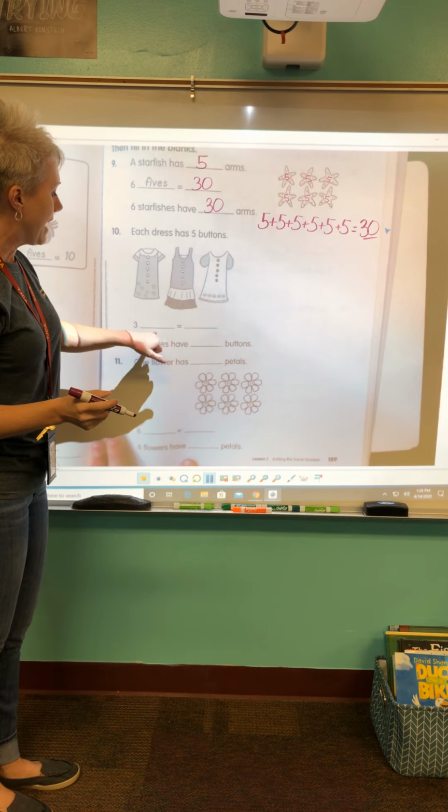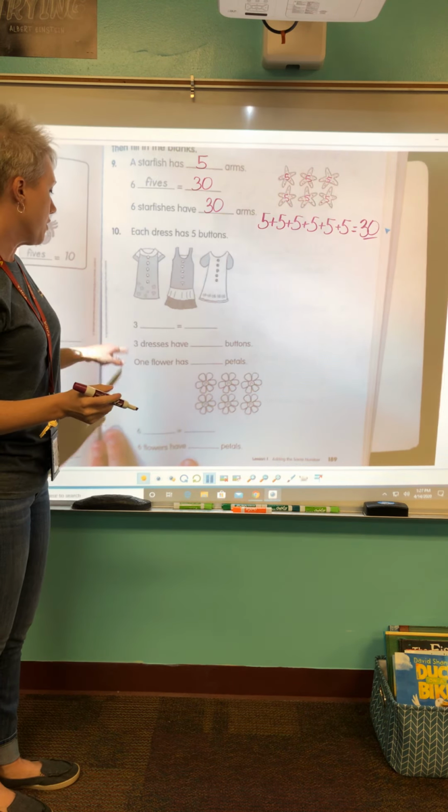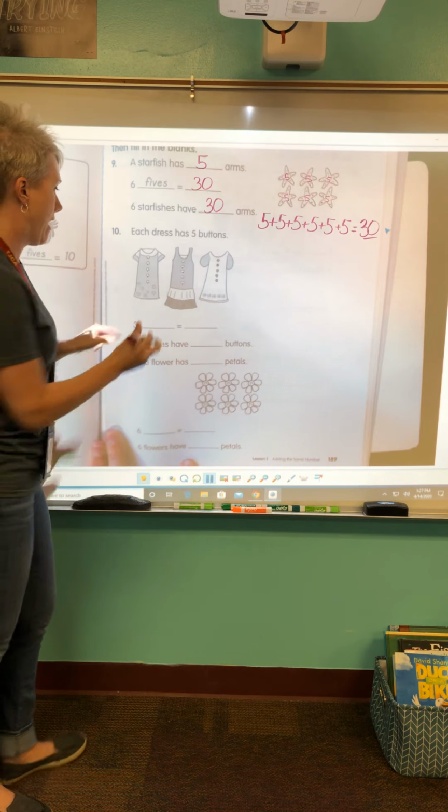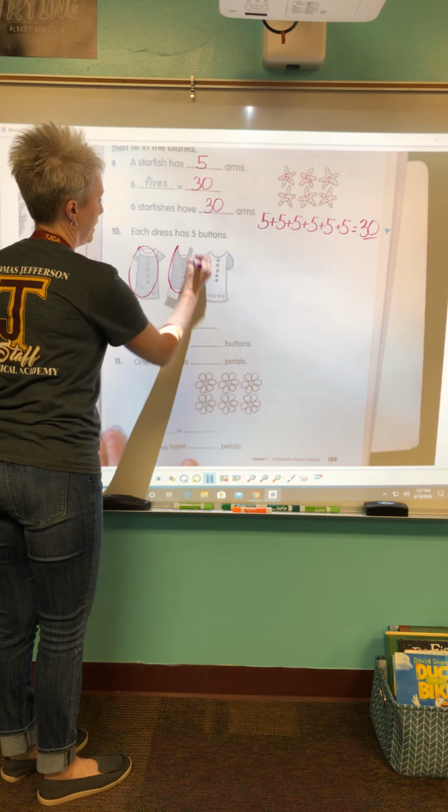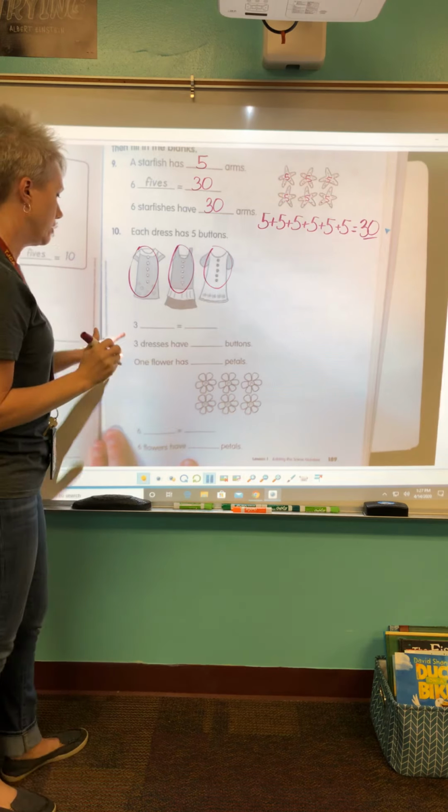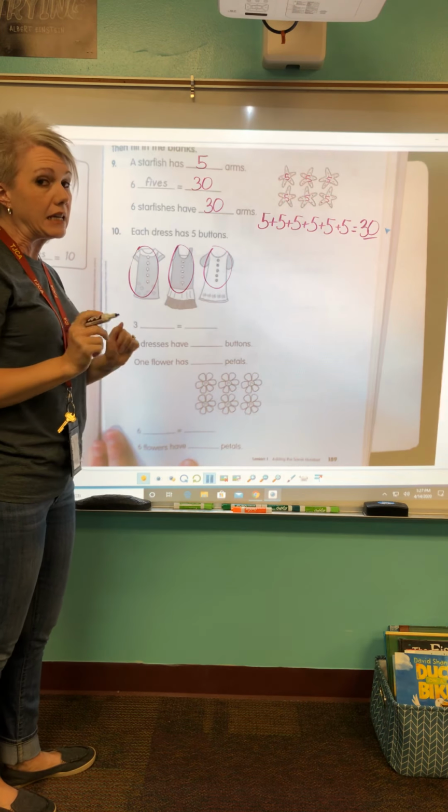3 blank equals blank. So 3 is how many groups I have, okay? A group of buttons there, a group of buttons there, and a group of buttons there. So I have 3 groups. How many is in each group?